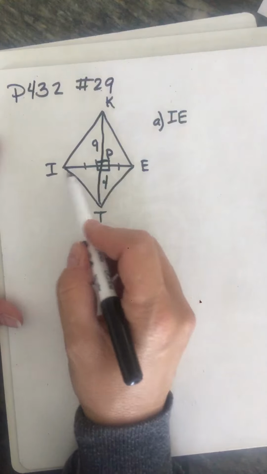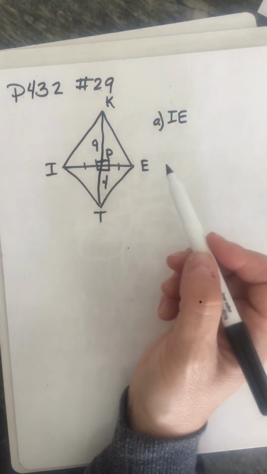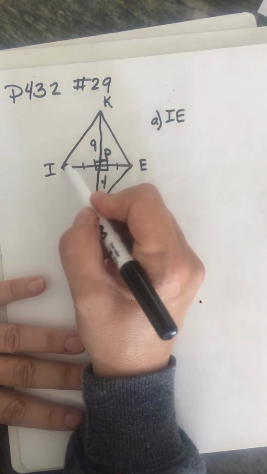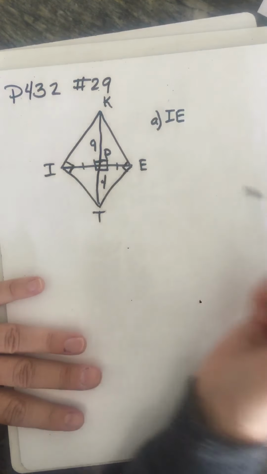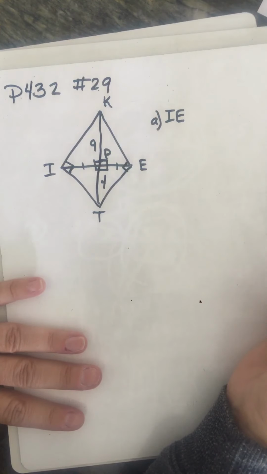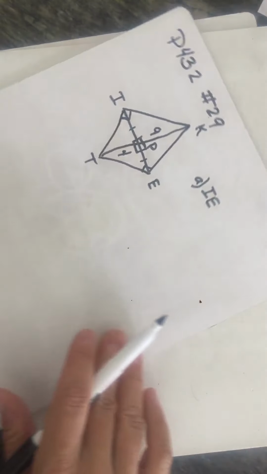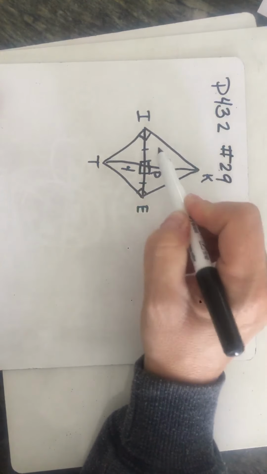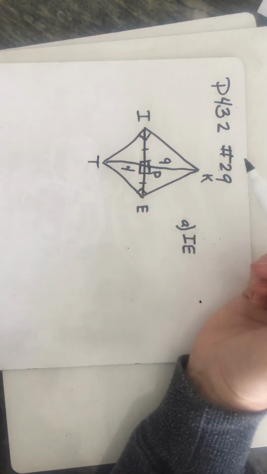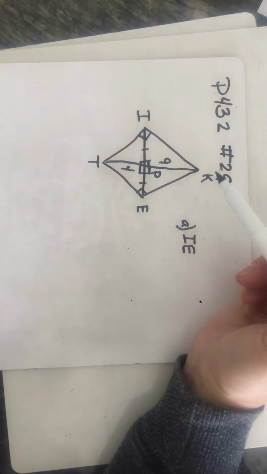So IE, if I could find IP or PE, then I would have the whole thing. They also tell us we've got 90-degree angles here. The key to this problem, guys, is to turn your paper a little bit. Now we've got a large right triangle with 2 smaller right triangles. And remember, those are all 3 similar to each other.